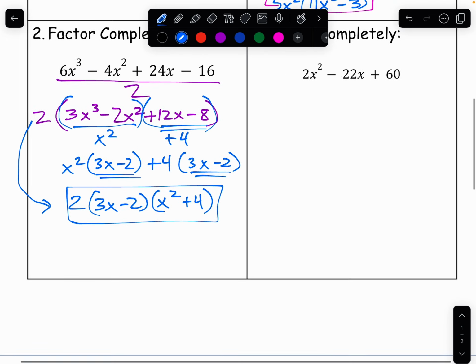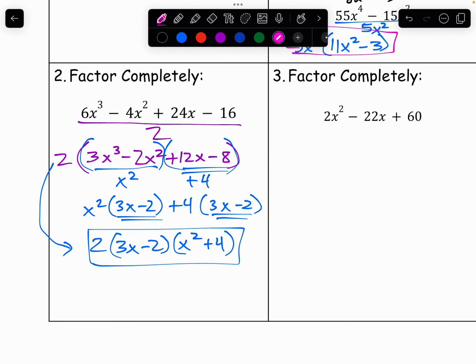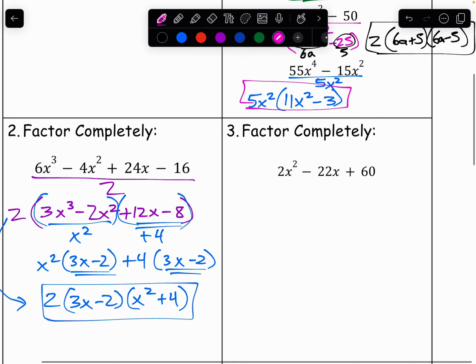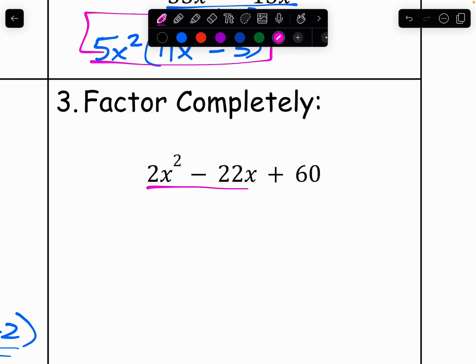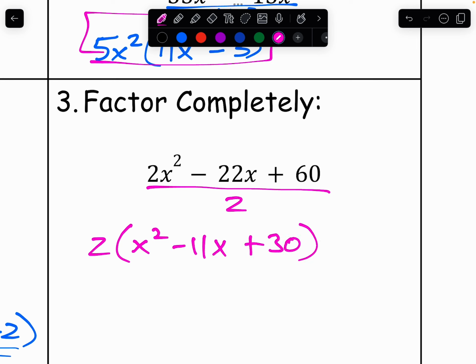And so we got our last one here. First thing you do is GCF again. So look at all those terms, 2, 22, and 60. And so all three of those are even numbers. If you try and do slide divide, you're going to get that wrong there. Okay? So take out 2 first, and what we have left is x squared minus 11x plus 30. All those divided by 2.